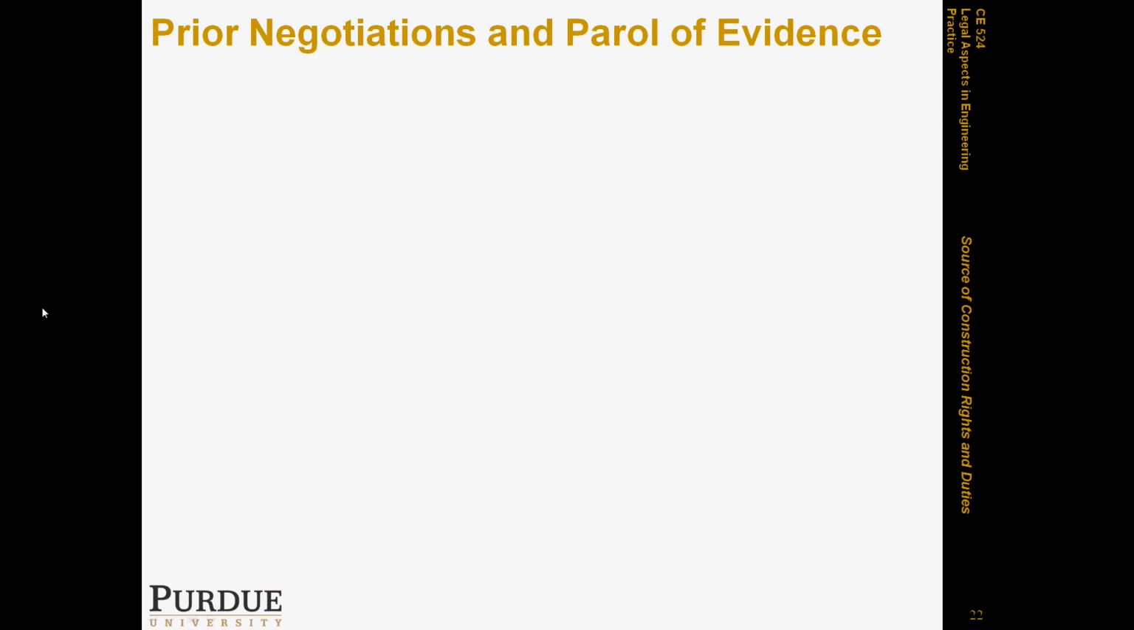An important rule that we need to discuss in this class is a rule that's called prior negotiations and parol evidence, and basically this talks about how admissible are negotiations or agreements prior to the writing of the contract. If we sit down and we discuss 100 terms and then we come back and write a contract for 50 of them, are the other 50 enforceable? That's the question that's addressed by this particular rule.